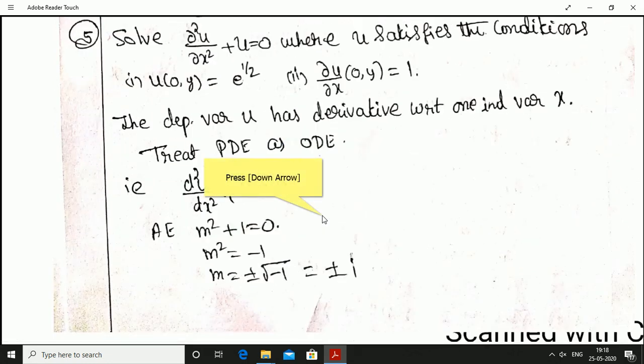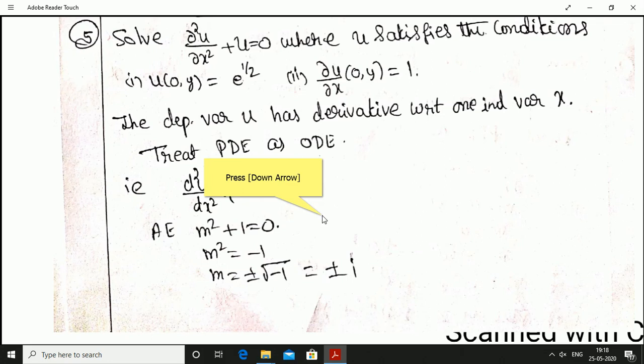One more. Solve del square u by del x square plus u is equal to 0, where u satisfies the condition u of 0 comma y is equal to e power 1 by 2, del u by del x at 0 comma y is equal to 1. Once again, u, the dependent variable, has the derivative with respect to single independent variable x. Treat PDE as ODE. D square u by dx square plus u is equal to 0.